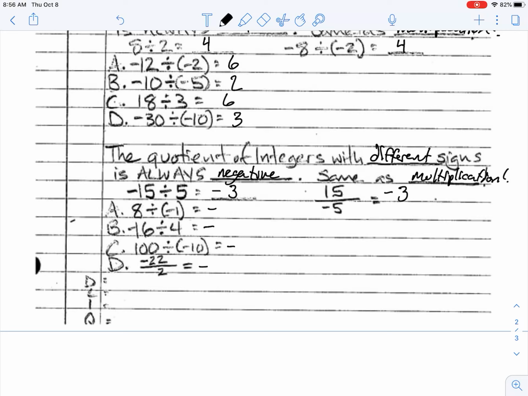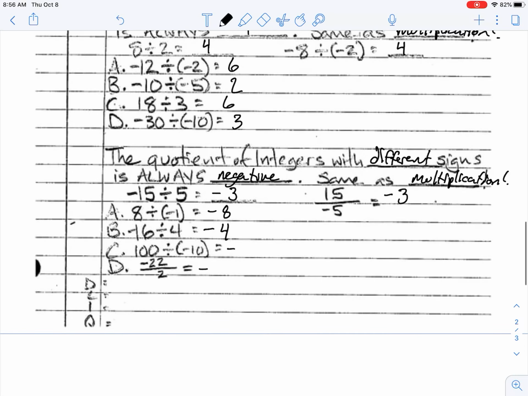8 divided by negative 1, that will be negative 8 because 8 divided by 1 is 8. 16 divided by 4 is 4, different signs, so it's negative. 100 divided by negative 10, negative 10, since different signs. And negative 22 divided by 2, well, negative because they are different signs. And 22 divided by 2 is 11. So pretty short, easy rules there for operations with integers.